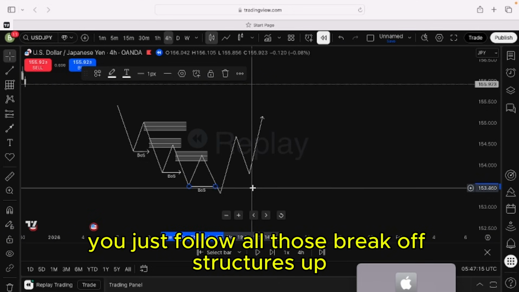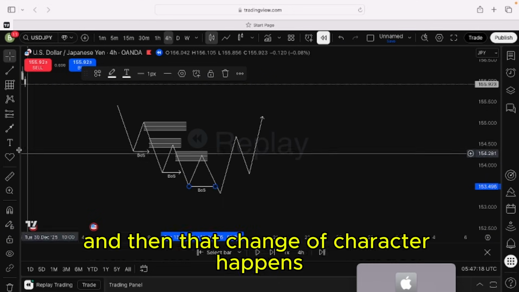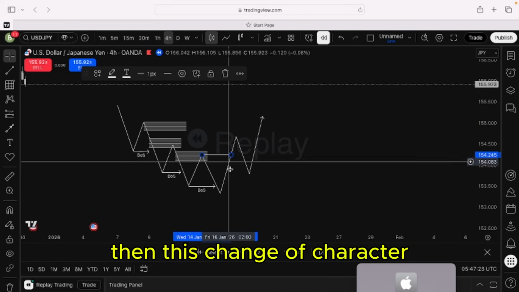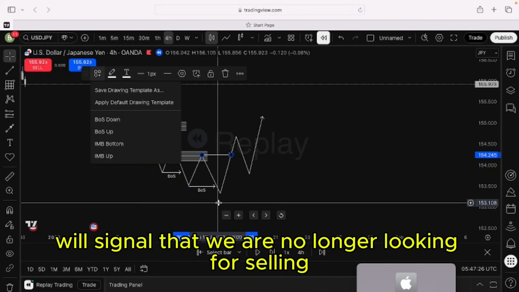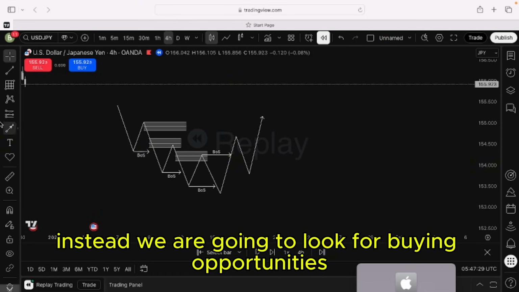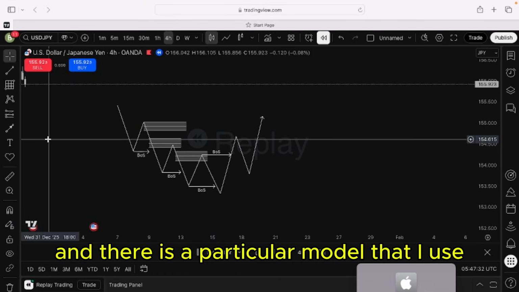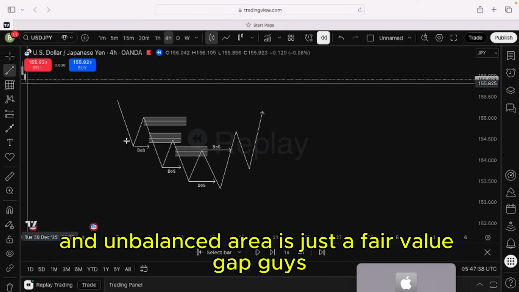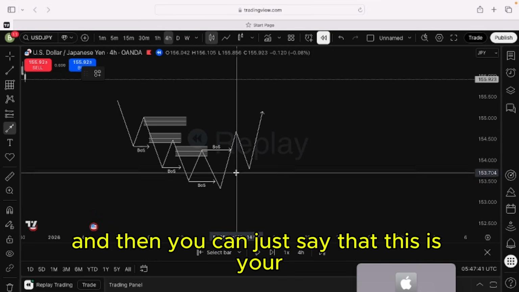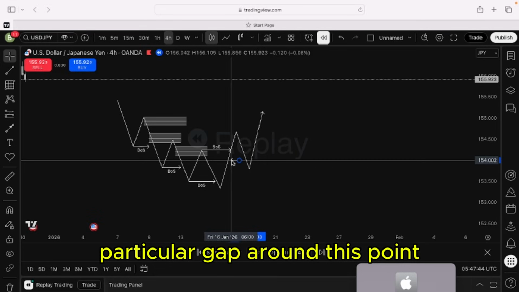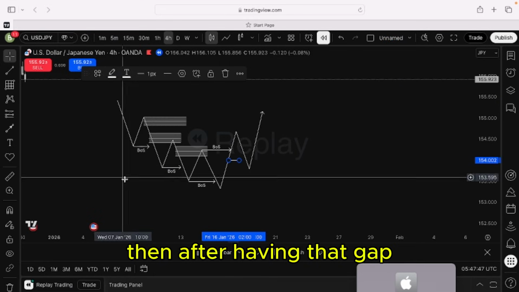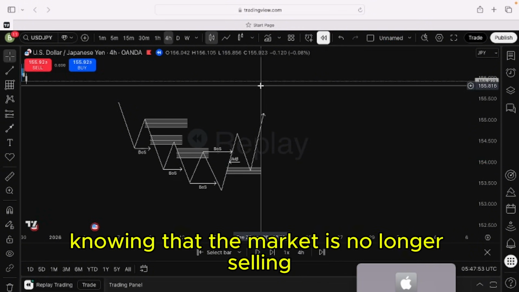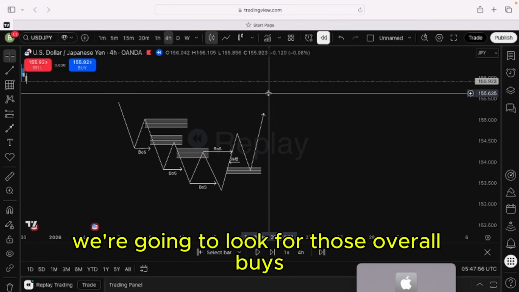You just follow all those breaks of structure up until the market changes character, and that change of character happens around this particular point here. This change of character will signal that we are no longer looking for selling opportunities. Instead, we are going to look for buying opportunities. There is a particular model that I use whereby we look for imbalanced areas. An imbalanced area is just a fair value gap, guys, whereby the market left a gap, and you can just say that this is your particular gap around this point. After having that gap, you already know that you can place your buying opportunities within this point, knowing that the market is no longer selling. We're going to look for those overall buys.